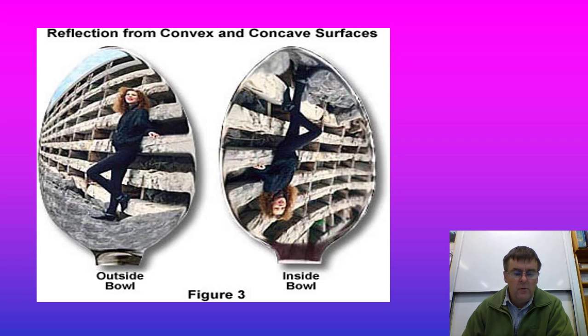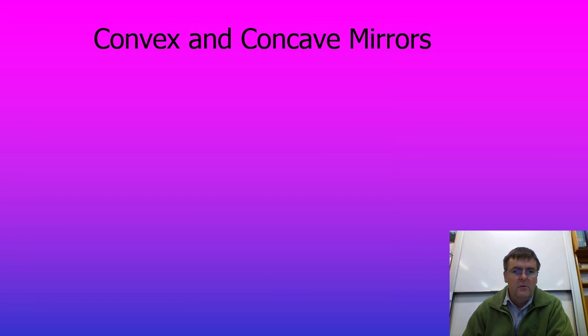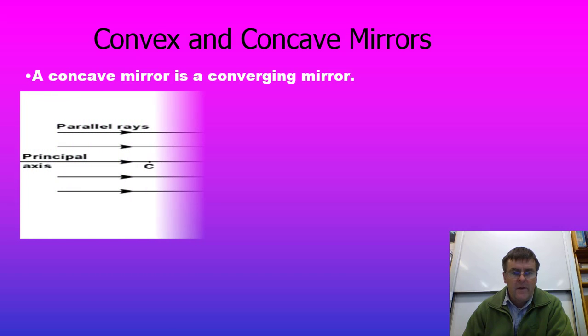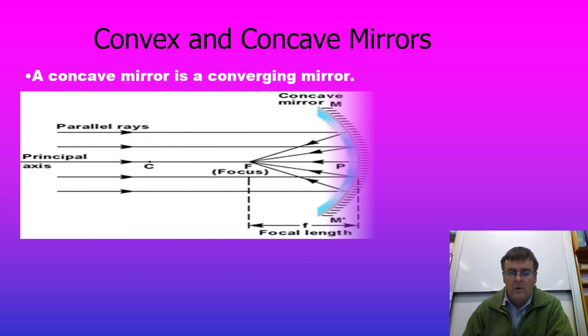Then we get curved mirrors. Here's a classic spoon image, the inside of the bowl and the outside of the bowl, giving two completely different images, same image but quite different, as you can see. So what goes on in what we call convex and concave mirrors? We'll start with concave, and that's the one that goes in. We always get told concave, a cave goes in, a concave mirror goes in.